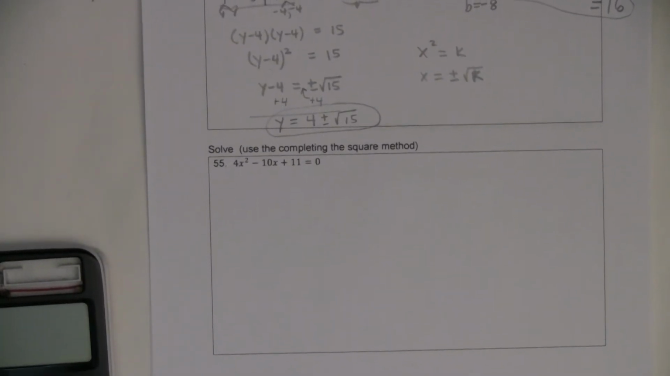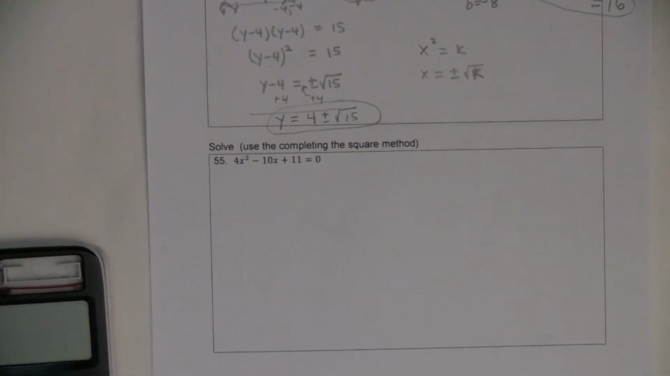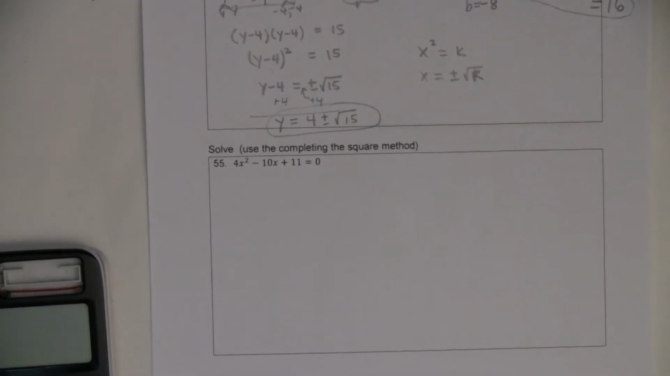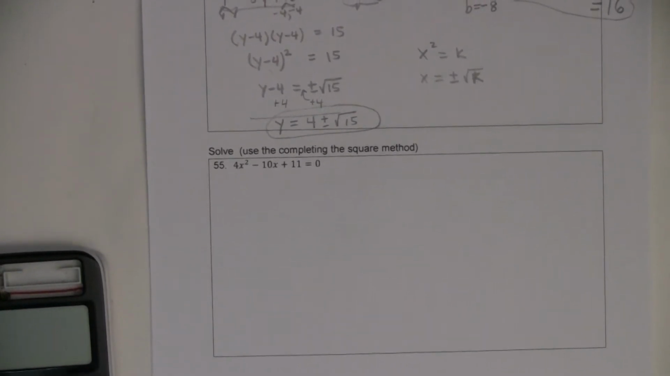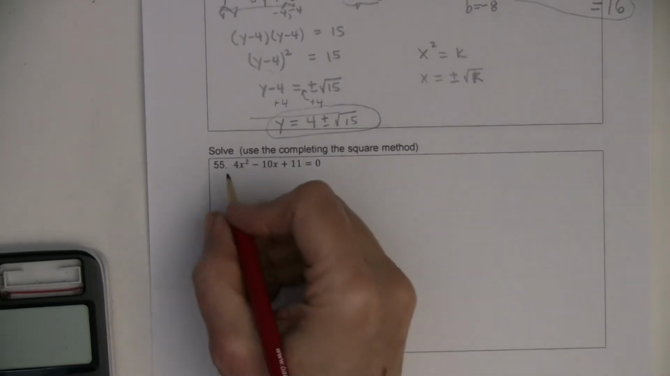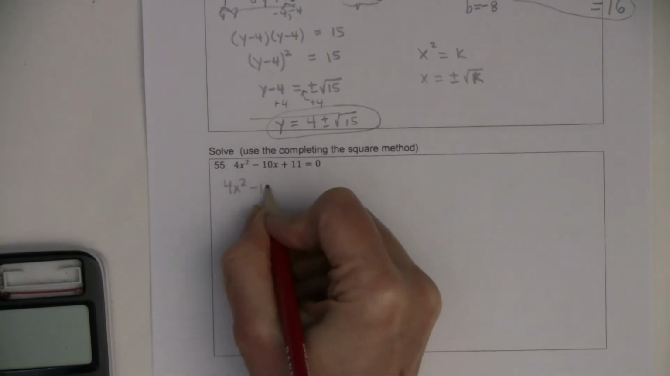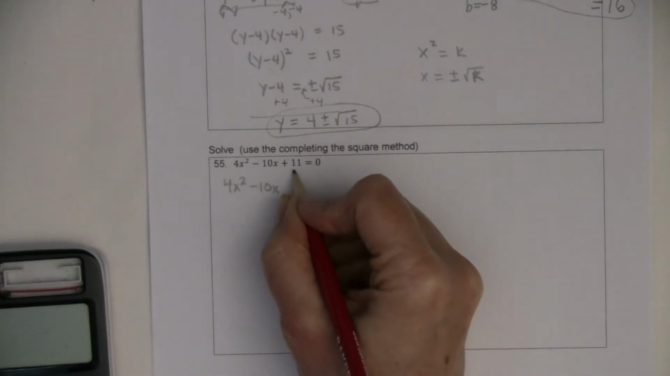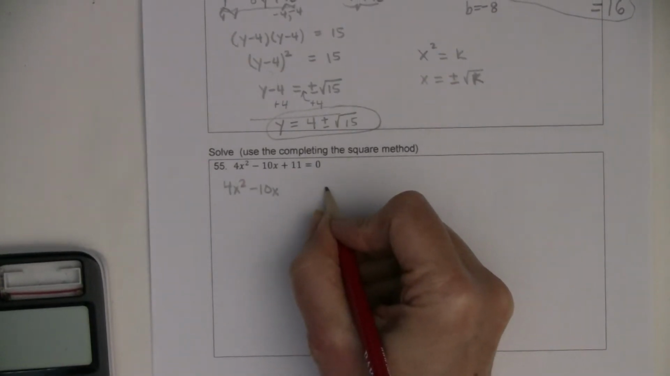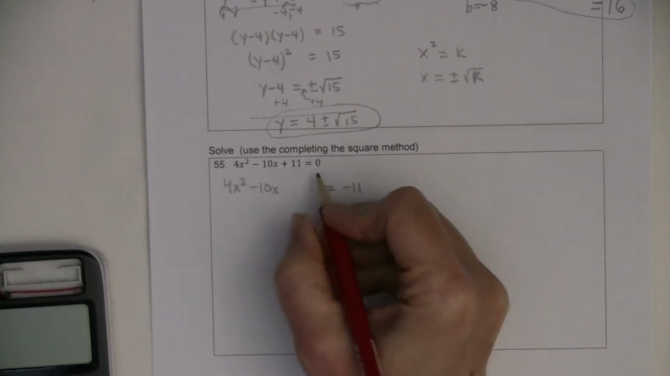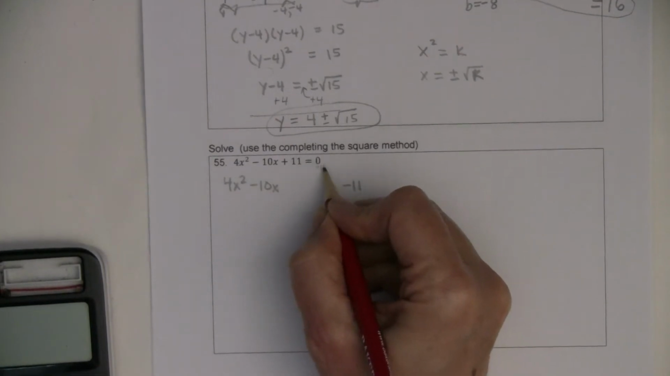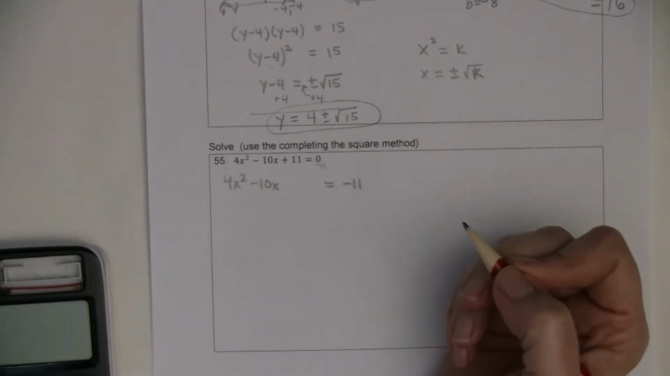Okay, we're doing 9.1 and we have 2 more examples to do. We're supposed to solve this problem using completing the square. The first step of completing the square is to get the variables on one side and the numbers on the other, and make sure that your variables are written in descending order. So we're going to have 4x squared minus 10x, and we're going to subtract the 11 to the other side. Minus 11. So 0 minus 11 is minus 11, right?